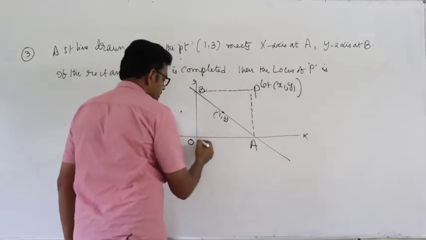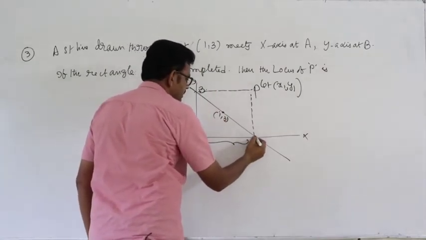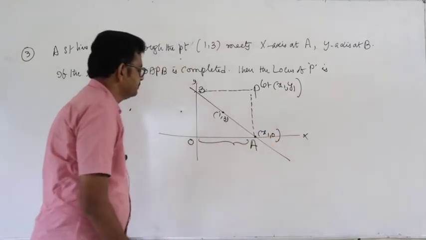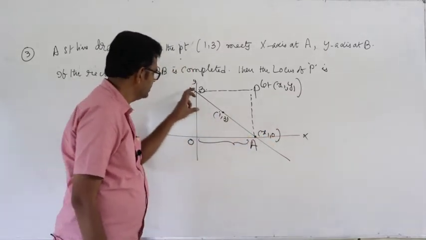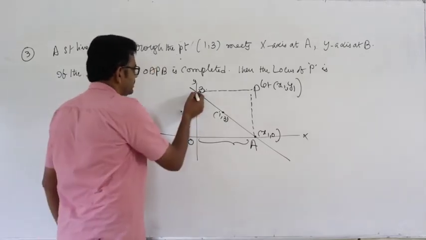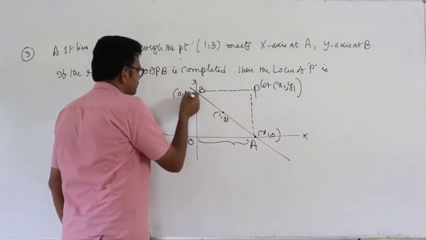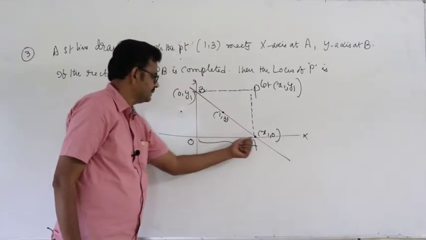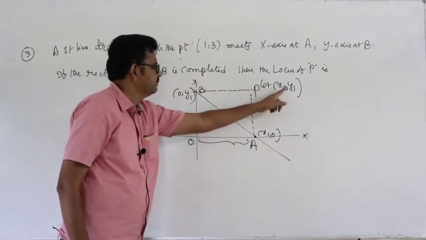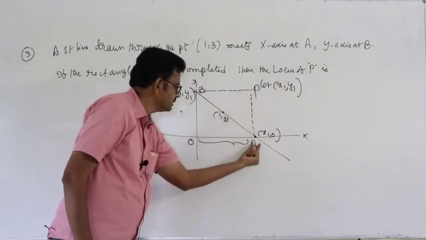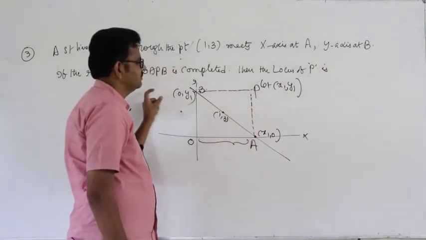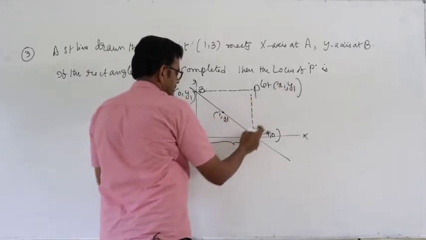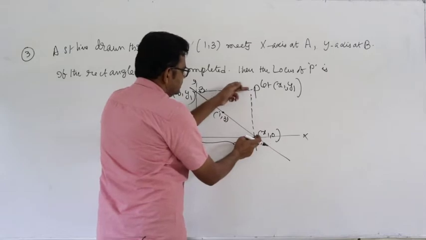That means the distance is x1. So the point here is x1 comma 0. And the distance is y1, so the point is 0 comma y1. So this is x1 y1. The point x1 y1 means this is x1 and this is y1.